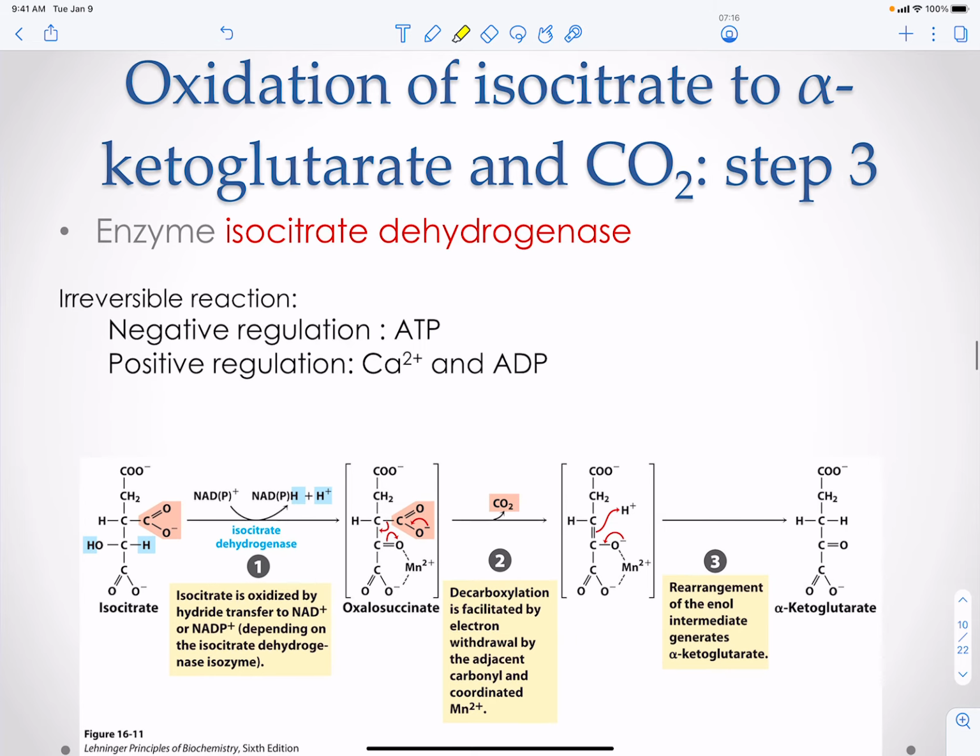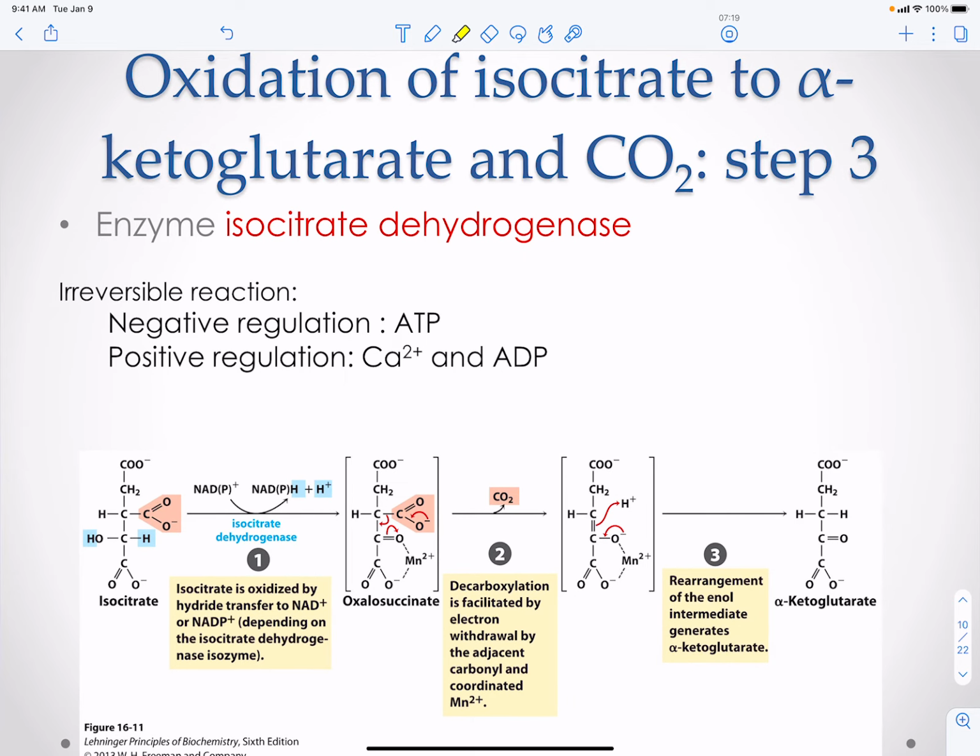Okay, so then after we have our isocitrate, we're going to have oxidation of isocitrate using the isocitrate dehydrogenase complex, and this is going to generate our alpha-ketoglutarate. Now this is an irreversible reaction. This is going to be regulated by ATP. If there's too much ATP, you're going to block this reaction. It's going to be positively pushed forward by a need for energy, either by ADP levels or by calcium levels.